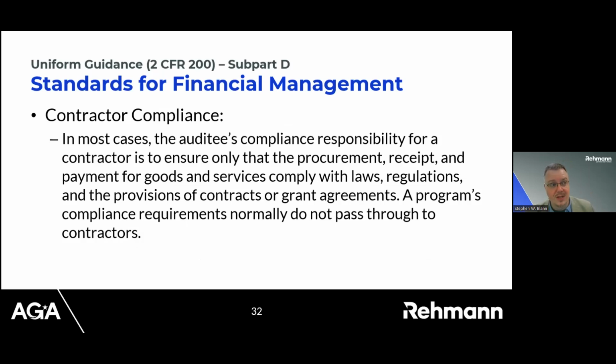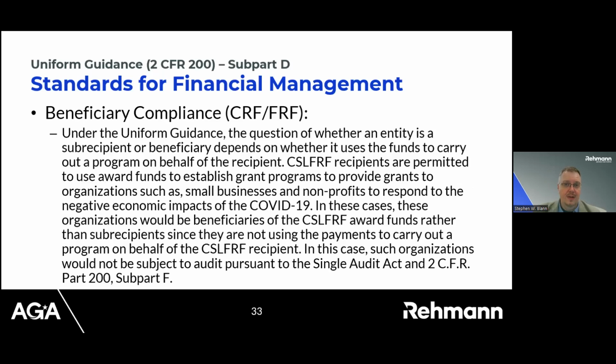If they're a subrecipient, they're not subject to competitive procurement, but now you are required to monitor them as a subrecipient, and they're subject to single audit rules. So there's a lot of give and take back and forth on pros and cons there. This is where the beneficiary distinction comes really helpful for CRF and FRF grants. Under the uniform guidance, the question of whether an entity is a subrecipient or a beneficiary goes on whether the use of funds carries out a program.